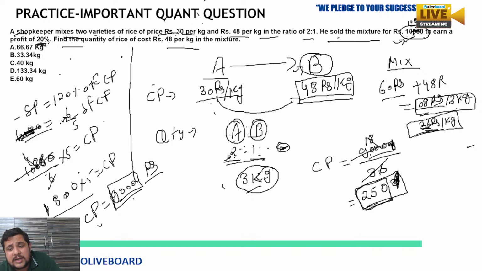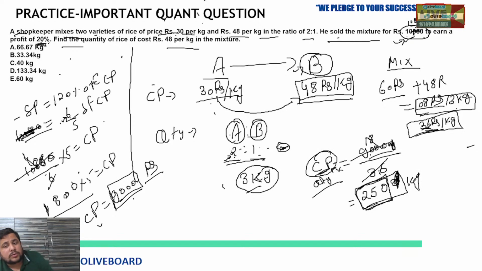250 is the total quantity of rice. 250 kg. So we are talking about what? At the cost price CP mix, the quantity. So quantity of rice belongs to what? Total amount upon per kg price. So per kg cost price is 36. So 9,000 upon 36. So you will get the total quantity. That is 250 kg.